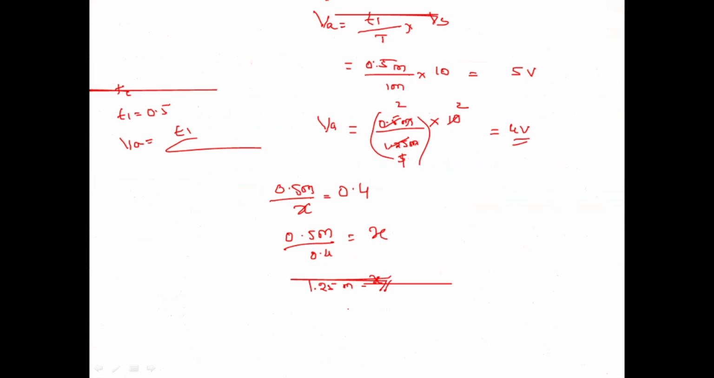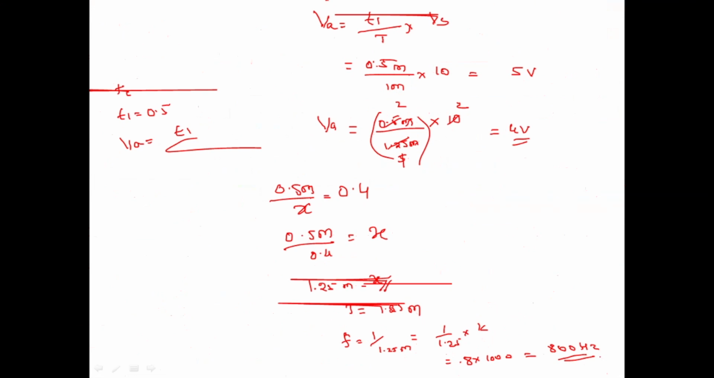So what should I do? I should choose T as 1.25 milliseconds, which means the frequency should be 1 by 1.25 milli. What is the value of 1 by 1.25? Can you calculate, all of you? So what is the value of 1 by 1.25? 1 by 1.25 is 0.8. So I should choose 0.8 into 1000, which means 800 hertz.